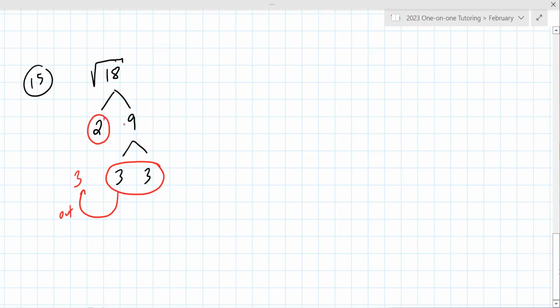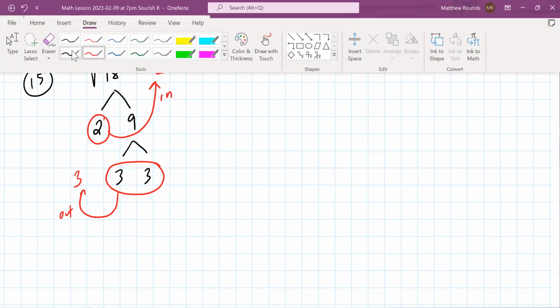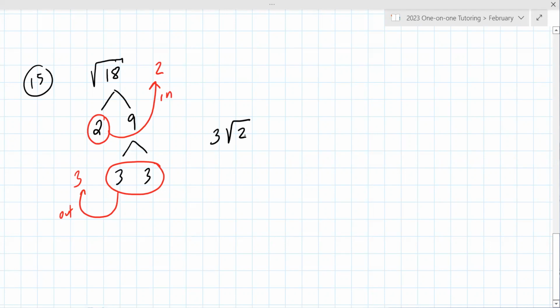but what is left inside? What is left inside is 2. That's right. So this becomes 3 square root 2. So it doesn't matter where the pairs are. The pair is what comes out. Wait a minute, how is it 3 square root 2? Because there are a pair of 3s. Okay, a pair of 3s, and then how come it's square root 2? Because the 2 is unused. 2 does not have a pair. It doesn't have a match to go with it.